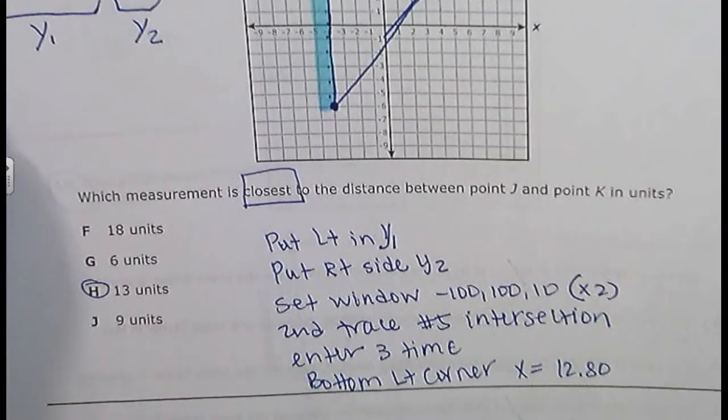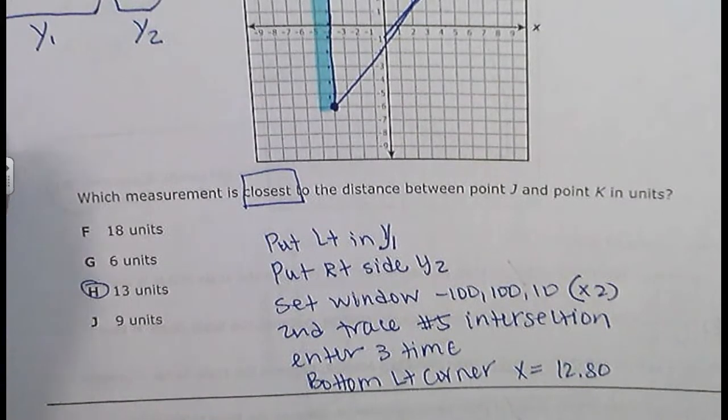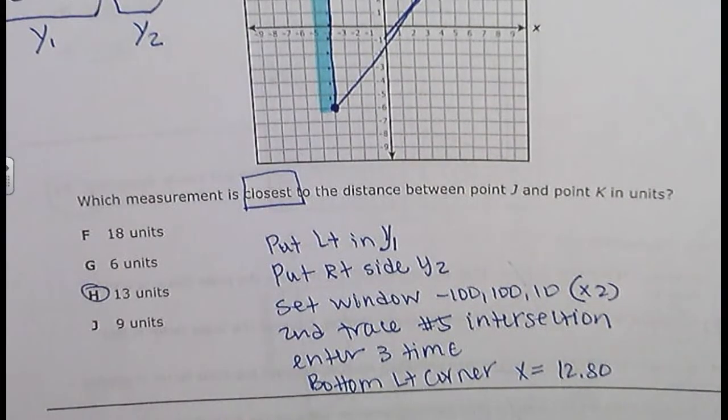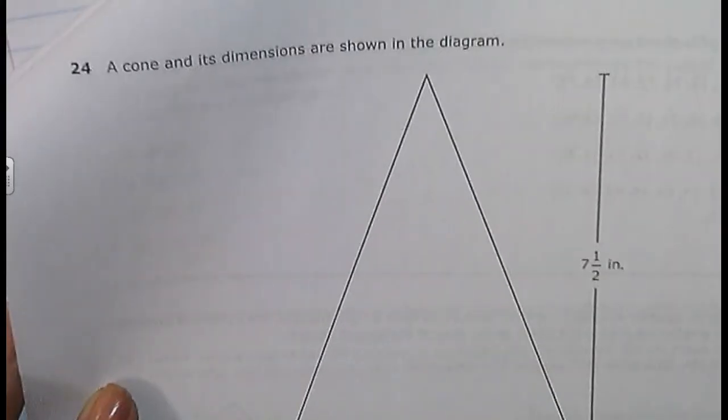I wrote out the steps for this TI-83 Plus, just in case you didn't know all those steps, so there they are. And here's the reason that 13 works. It says closest, and that's pretty close. We're going on. Alrighty, how about question 24?